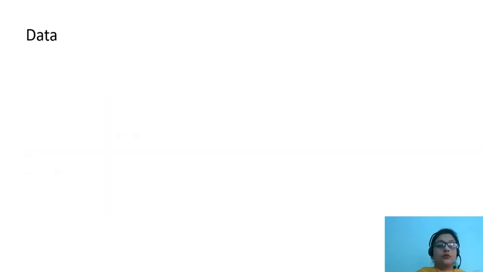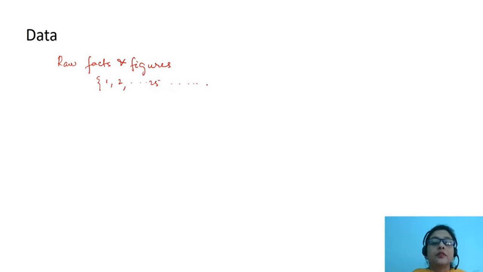What is data all about? Data is basically raw facts and figures that are obtained experimentally or can be obtained from an existing database. For example, the numbers 1, 2, 25. This is a set of data. Also, if we write it like this, red, blue, green, this is also a set of data.